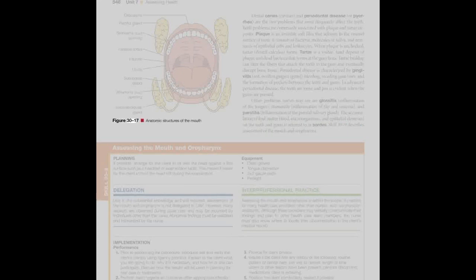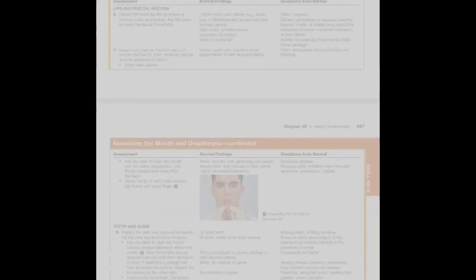Figure 30-17: anatomic structures of the mouth. Oropharynx. Parotid gland. Stenson's duct opening. Palatine tonsil. Fauces. Uvula. Sublingual gland. Wharton's duct opening. Submandibular gland.